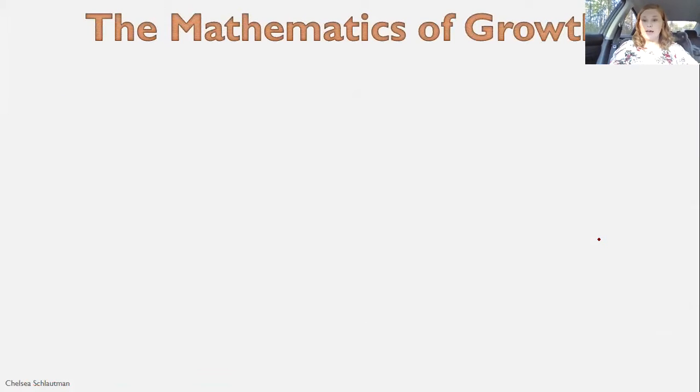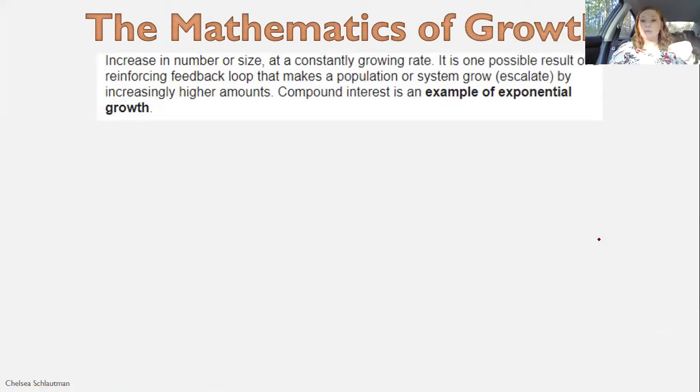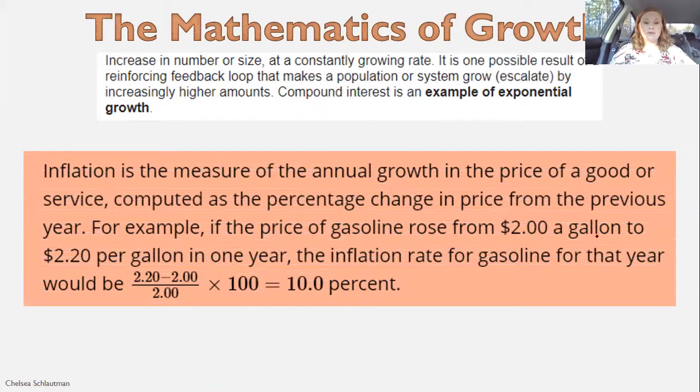Next, we're going to look at the mathematics of growth. Do you know what mathematics of growth is? Just like it sounds, the growth in numbers. It's an increase in number or size at a constantly growing rate. It's basically a feedback loop that makes a population or system grow. So it's going to escalate or increase with a higher amount. And what Miss Alyssa had spoken to us about earlier, compound interest, is a great example of exponential growth.